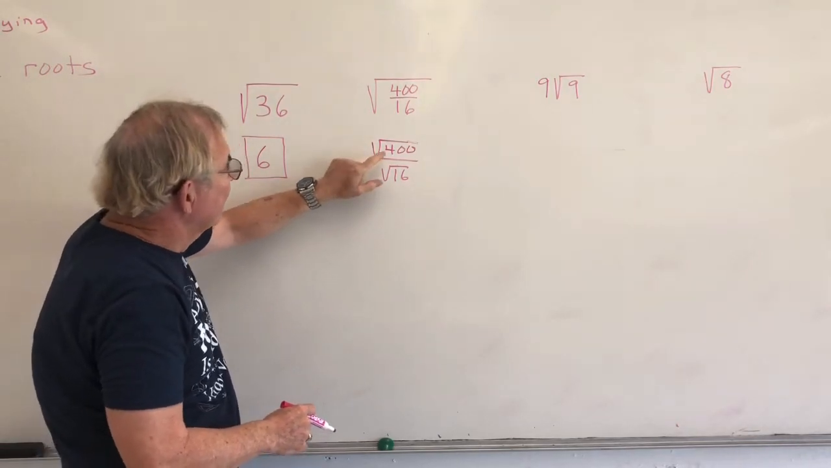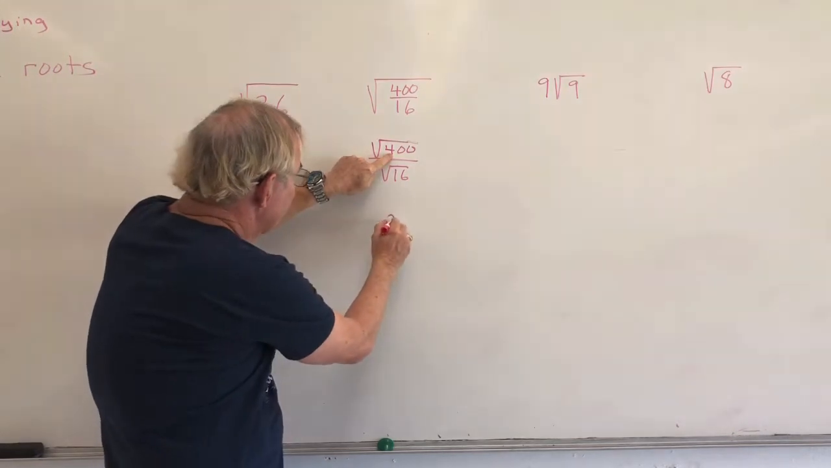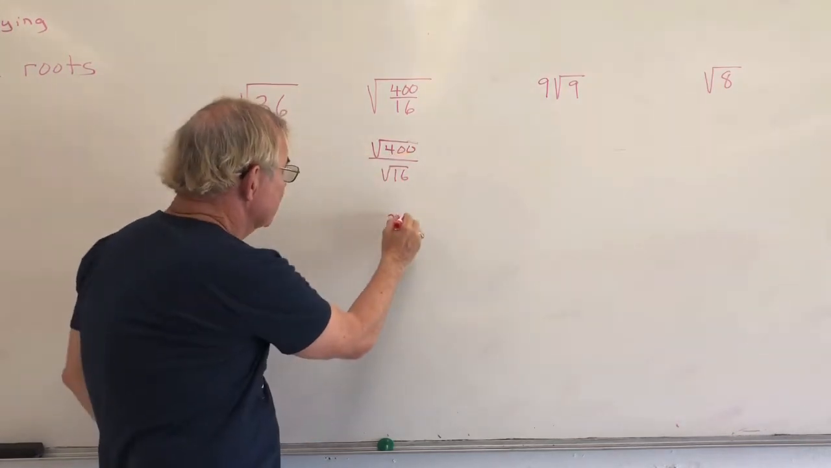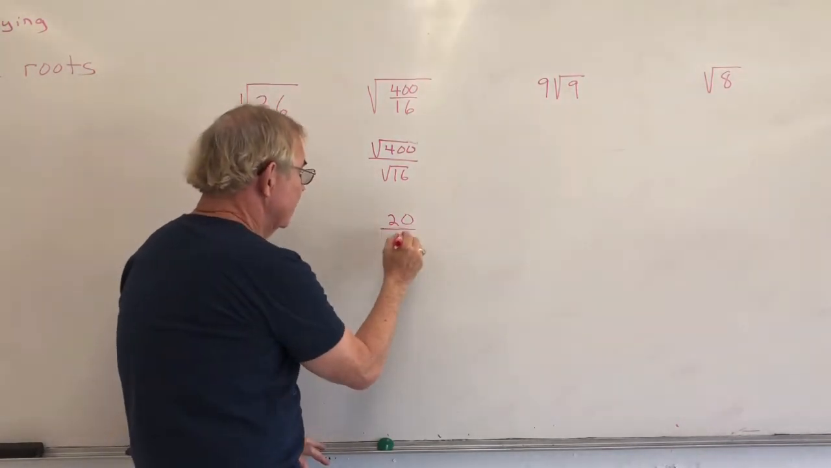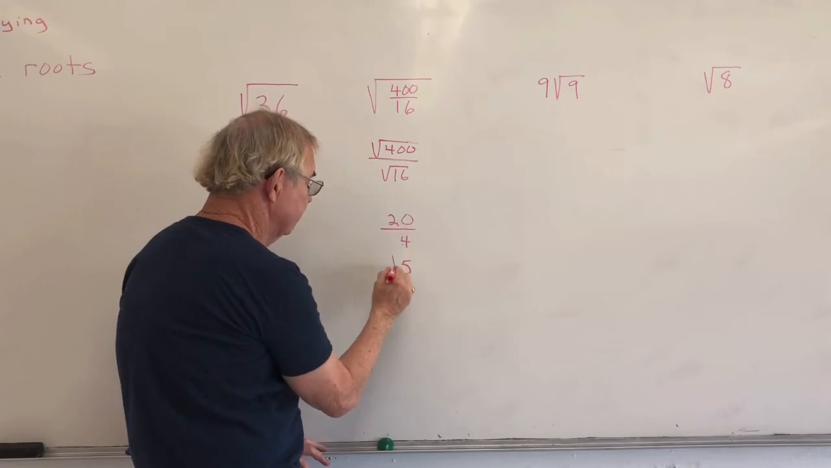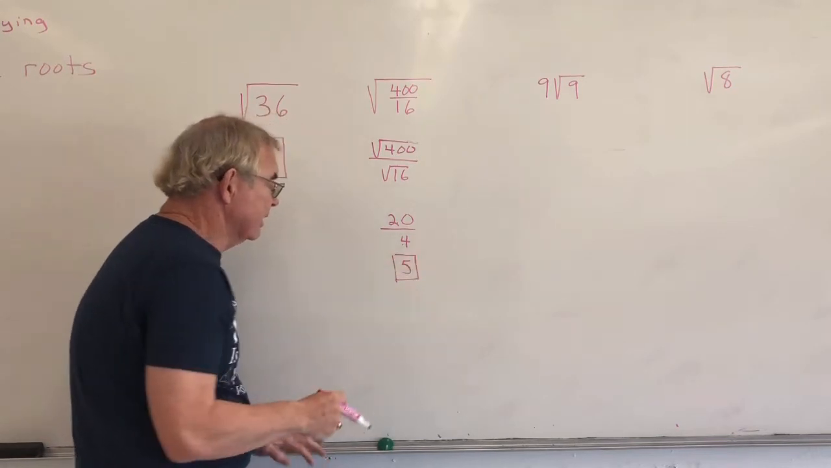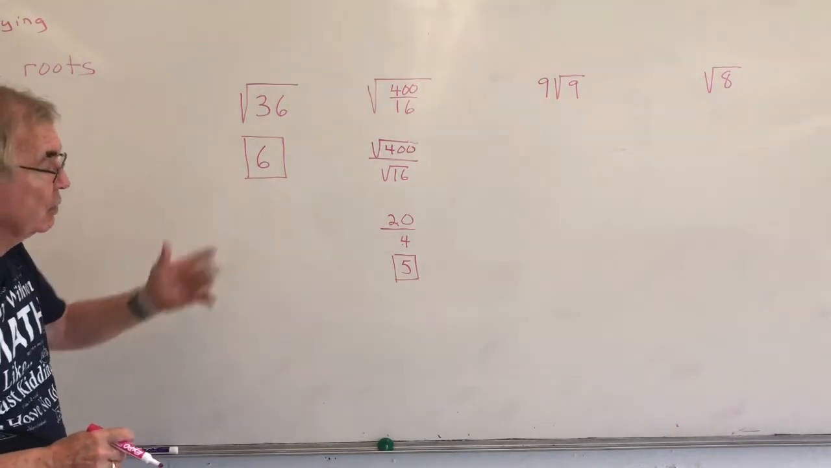Okay, we'll choose this one. The square root of 4 is 2. And the square root of 2 zeros is 1 0. The square root of 16 is 4, and 20 divided by 4 is 5. So that's a quick way to do it, or you could divide initially.